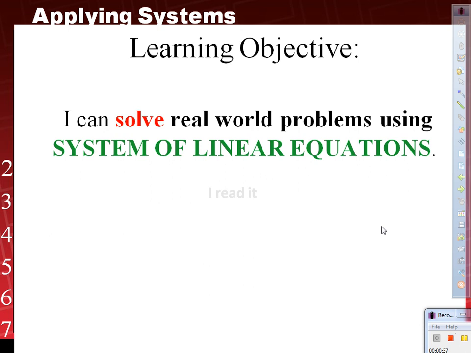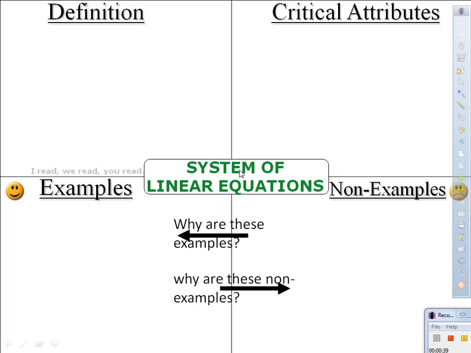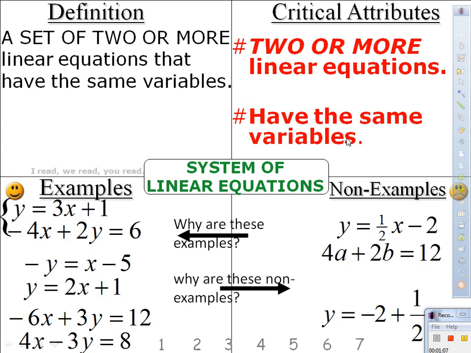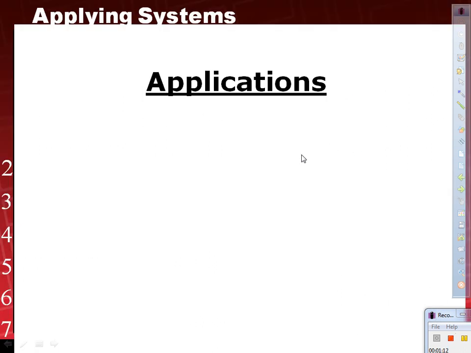So, just to recap, systems of linear equations, by now you should know the definition by heart, right? So you never the definition of systems of linear equations? All right, so you should have said the set of two or more linear equations with the same variables. By now you should know an example, a non-example, and at least one or two hashtags. Okay? We started applying systems.